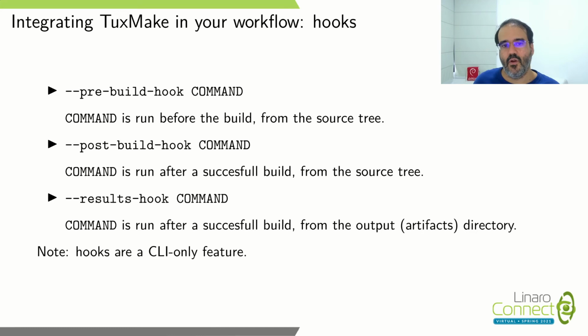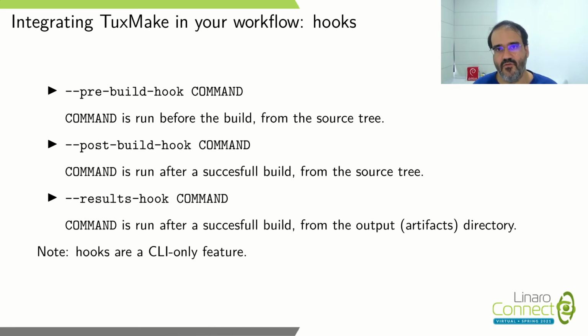So we have three types of hooks. One is the pre-build hook, where you can specify a command to run before the build in the source tree, or a post-build hook, where you can specify a command to run if the build succeeds, then that command will run in the source tree. And then you have a results hook, where you specify a command to run after a build succeeds in the artifact directory. So for instance, you can inspect the produced kernel or the build log from there. For instance, you can check for warnings, or you can check for specific items in the metadata file.